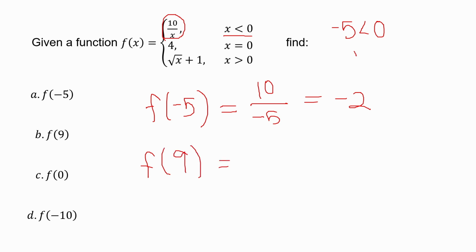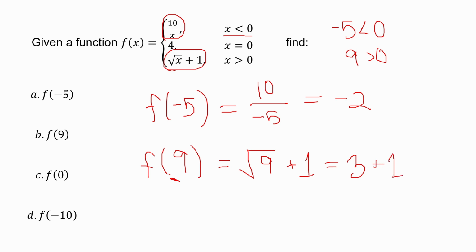Okay, now let's solve f of 9. So 9 is greater than 0, so what we will use is this function. It is square root of x, but since we have 9, we'll use 9. 9 is our input. So square root of 9 plus 1 is equal to, square root of 9 is 3, plus 1. The answer is 4.